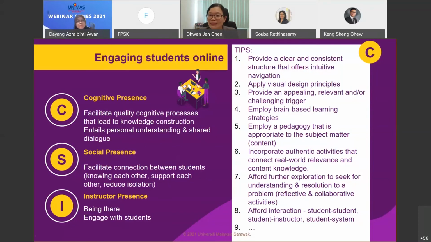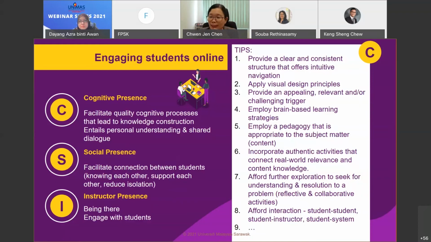Employ the brain-based learning strategies, the connective knowledge that I mentioned to you just now. Okay, employ those. Employ a pedagogy that is appropriate to the subject matter. Yeah, if you want to have cognitive presence, ensure that the teaching strategies that you have chosen are appropriate to your content. Incorporate authentic activities that connect real-world relevance and content knowledge, and that will actually help to create the connective presence as well. Relate the assignment to their real life, their real context and examples.